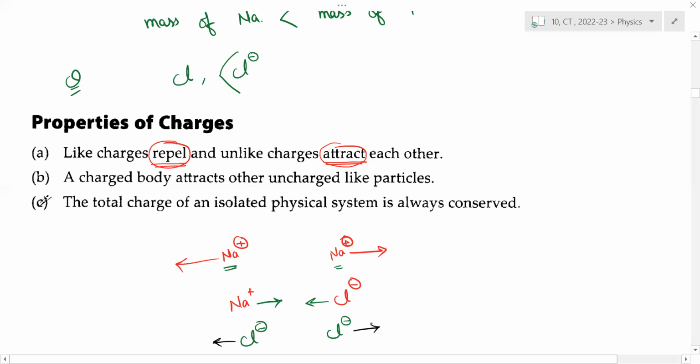But is it true for human beings also? Two boys will try to repel, two girls will try to repel? No, it doesn't happen, right? They even become good friends. Yes, sir. Not like Ukraine and Russia. Both are male, but both are repelling each other.